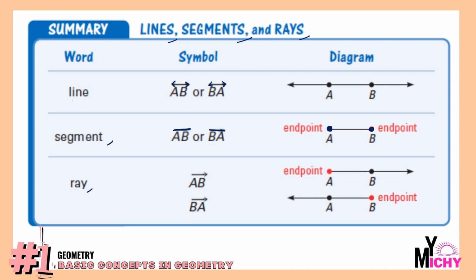We have ray. When we write ray, we will use this one, an arrow going to the right. So we have one endpoint. Here we have endpoint A, endpoint B. Different rays: the first one written in the symbol of ray is always the endpoint. So we have here the endpoint B, or the initial point A.